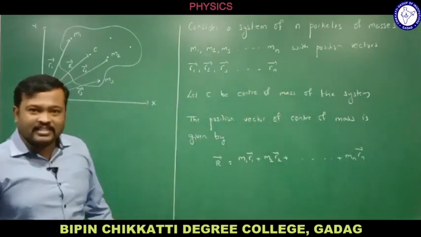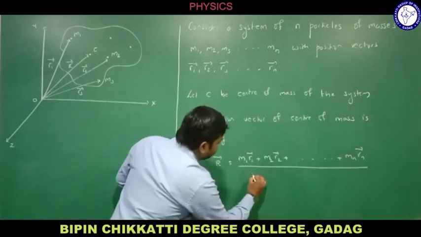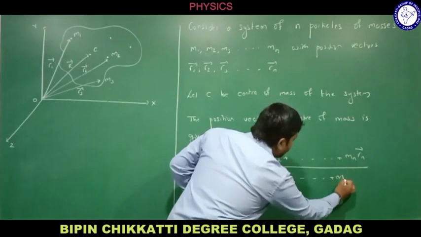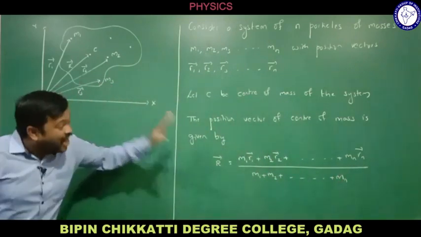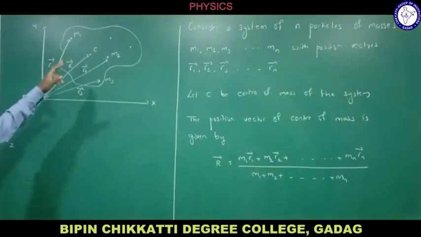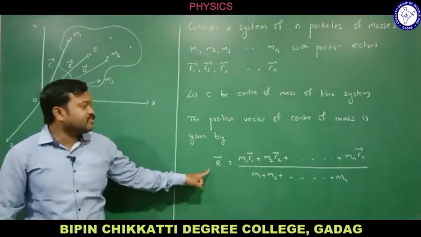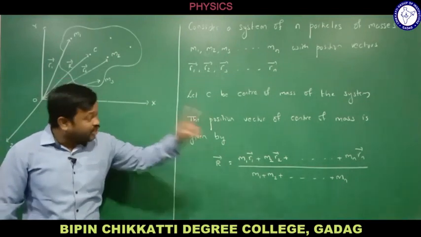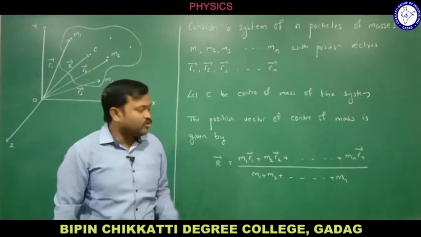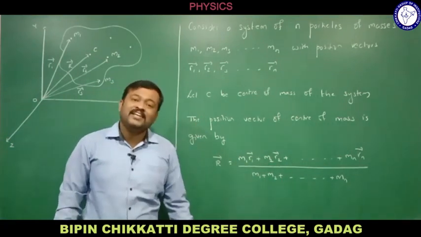There are n number of particles. Let me take the product of mass and position vectors divided by m1 plus m2 dot dot till mn. This is how the position vector of the center of mass can be calculated. So the position vector of the center of mass is given by R equal to m1 r1 plus m2 r2 dot dot till mn rn divided by m1 plus m2 plus dot dot plus mn.